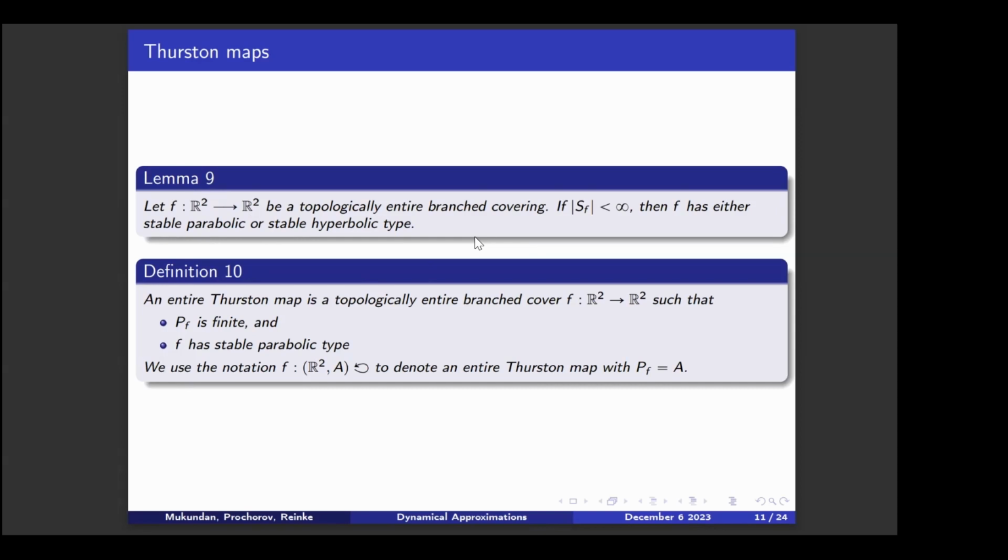If F satisfies these properties, it's called an entire Thurston map, and we'll use this notation to denote such a map. We'll see in a bit why this stable parabolic type restriction is important.